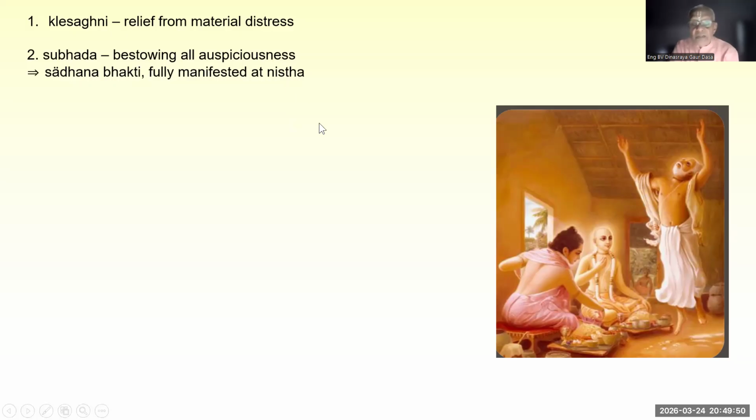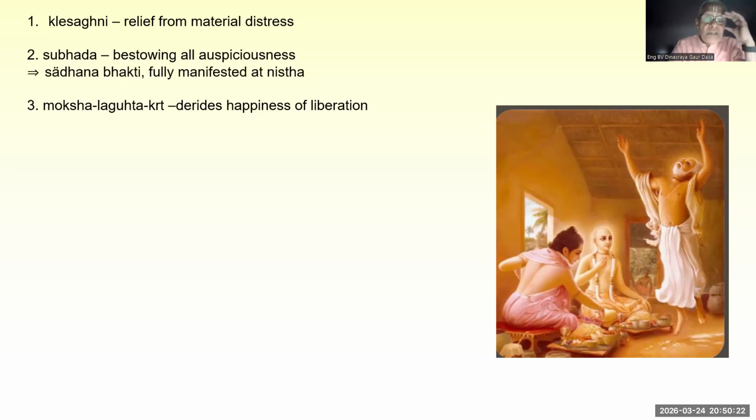So this is Kleshagni. Now the second characteristic is Shubhada. That means when the Klesh Agni, the material miseries, are over, then one has auspiciousness, which means that everything good starts happening. We know that everybody wants good things to happen in his life, and we look for an auspicious moment for all the activities we are performing. So the two things are first Kleshagni and second Shubhada. These are part of sadhana bhakti. When one gets mature in sadhana bhakti, these features develop.